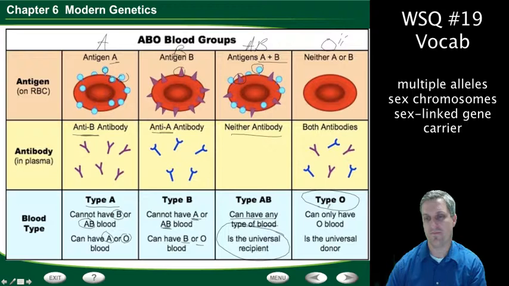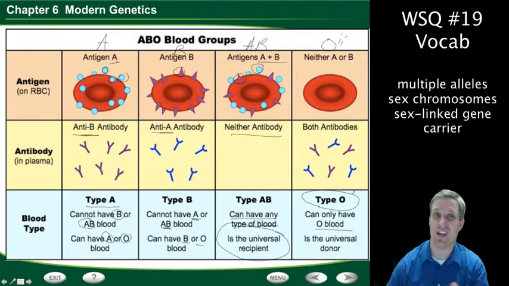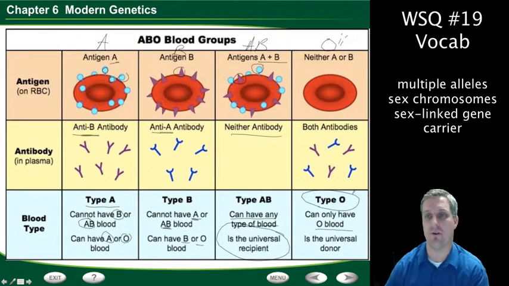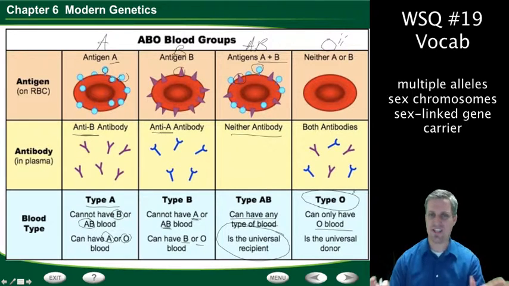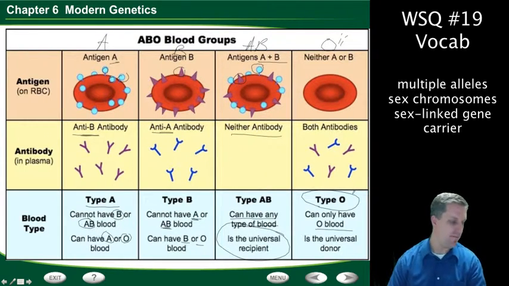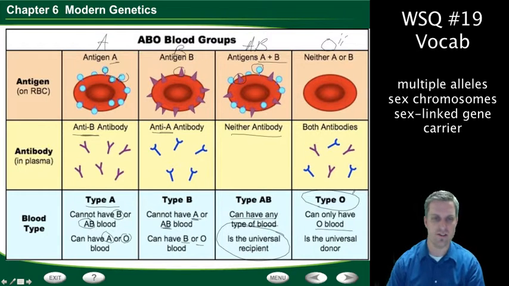If you're type O, you can only have type O blood. Now, the good news is type O is a universal donor, and so a lot of times blood banks will look for type O blood because type O can be given to anyone, obviously, and they actually will sometimes pay people to go ahead and donate blood, type O people. So that's what happens with blood types. We'll do some Punnett squares on this as well.